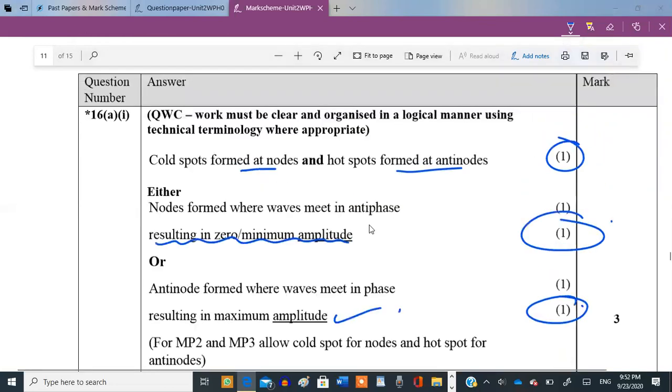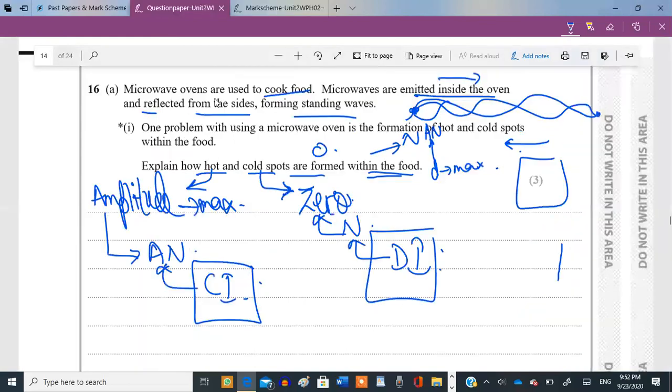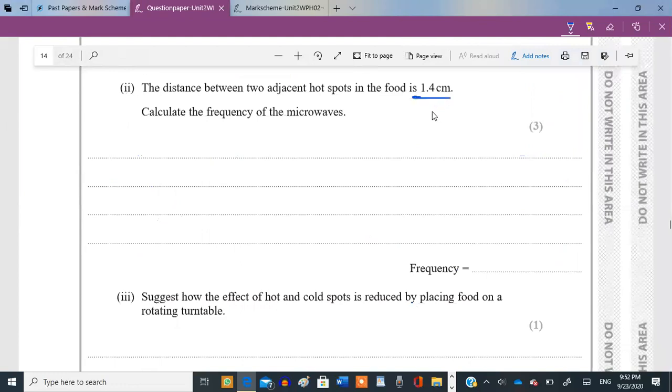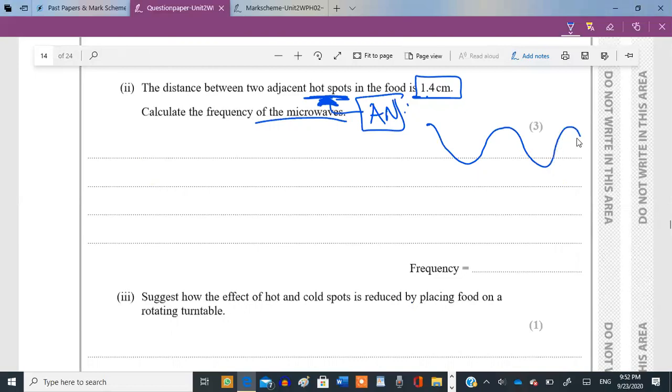Is this clear? Okay, then part B says a distance between two adjacent hot spots in the food is given as 1.4 centimeters. Calculate the frequency of the microwaves. Okay, two adjacent hot spots. Hot spots mean two antinodes, right? Two adjacent antinodes, the distance between two adjacent antinodes. All right, what's the distance between two adjacent antinodes in a stationary wave? For instance, if this is your stationary wave, it goes forward, then returns backward. Hot spots mean two antinodes between these 2 points.